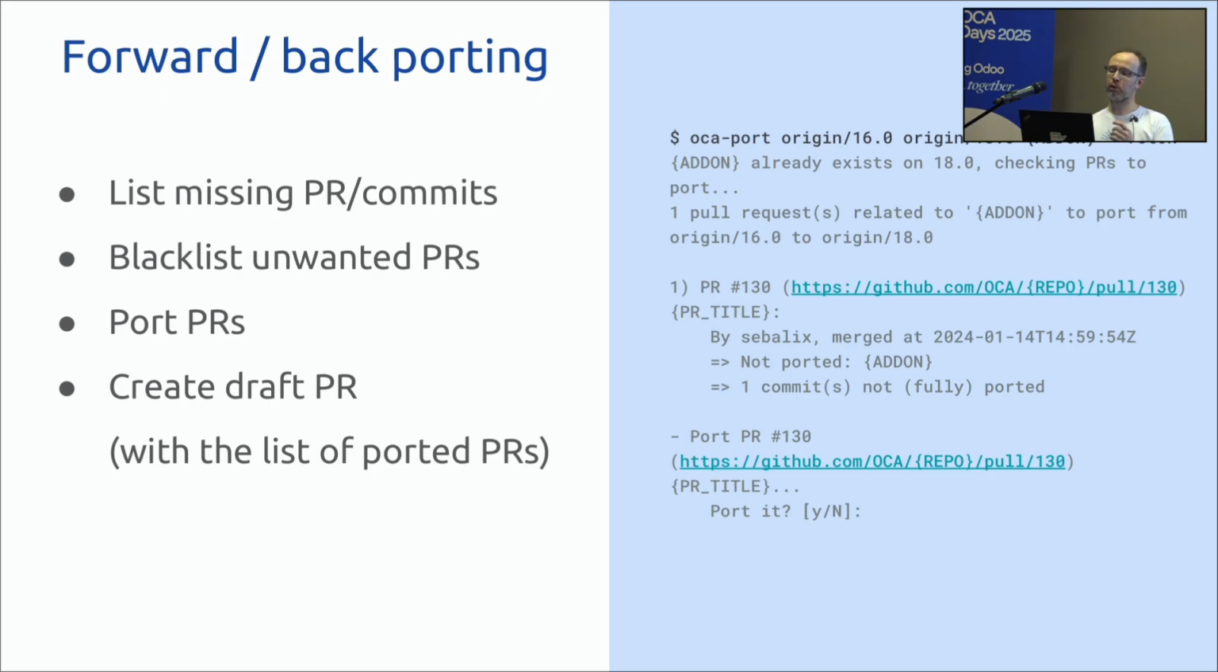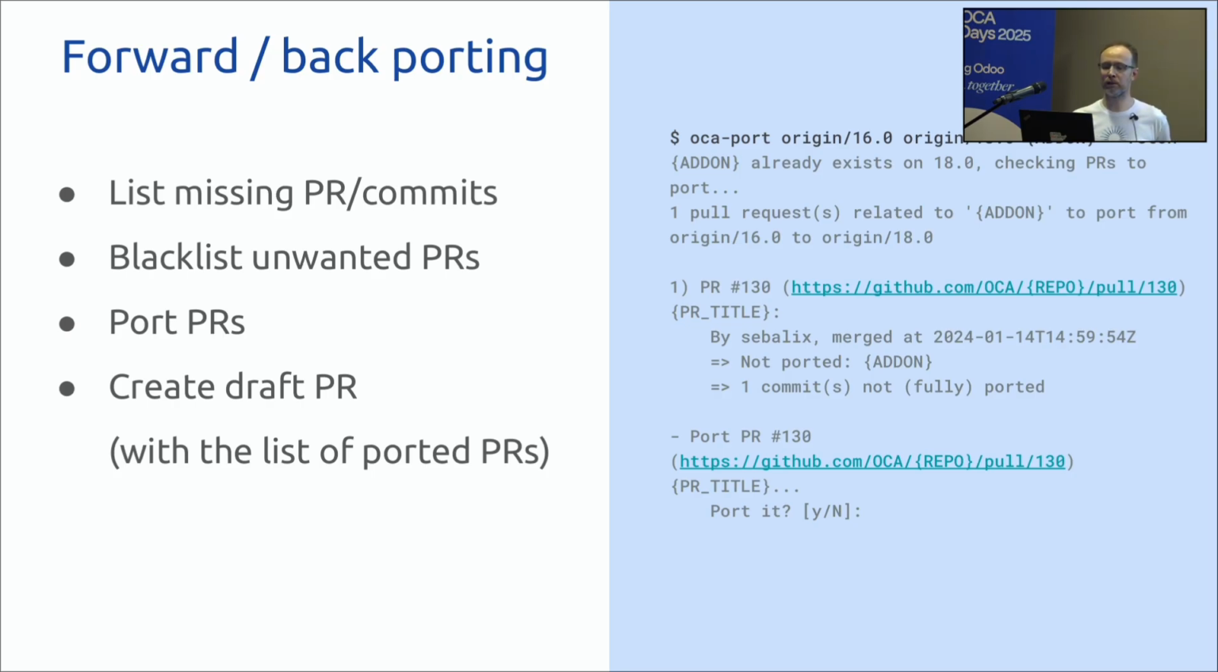We could have false positives here. So it could detect commits that are already existing on the target branch, and you have the opportunity to blacklist unwanted pull requests because they are just not needed, and that's it. The next time you will run the tool, it won't propose it anymore. And the blacklisted pull requests will be stored in the GitHub repository in a hidden folder.